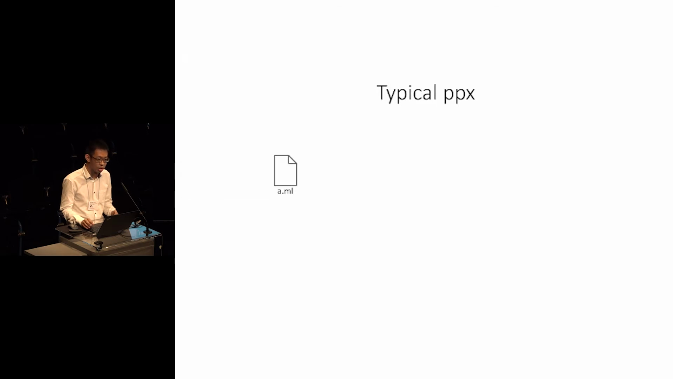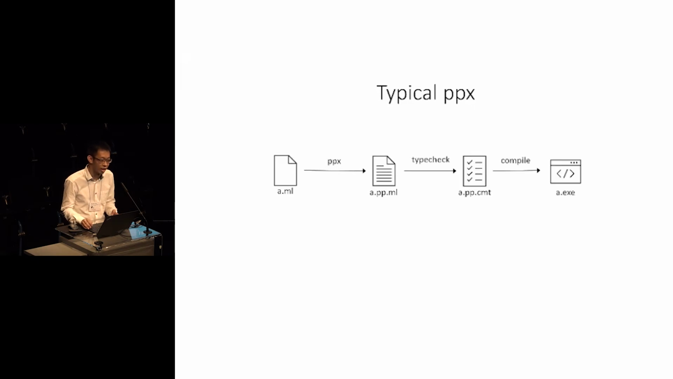So there is a solution involving a typed PPX transformation. But right before I talk about that, I'll just cover the basic workflow of a typical PPX. Given some compilation unit, the workflow starts with pre-processing and then type checking and then code generation, and we get an executable. Importantly, we can't use type information in the pre-processing phase because of how it's sequenced this way.